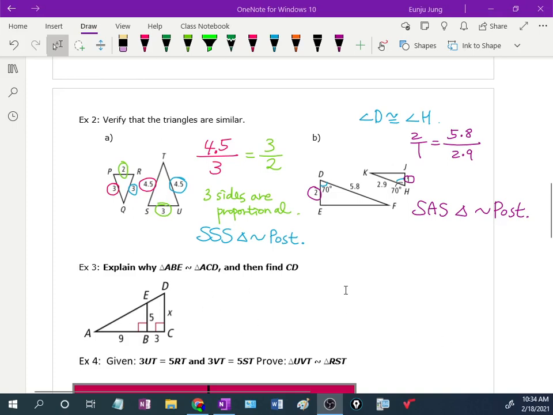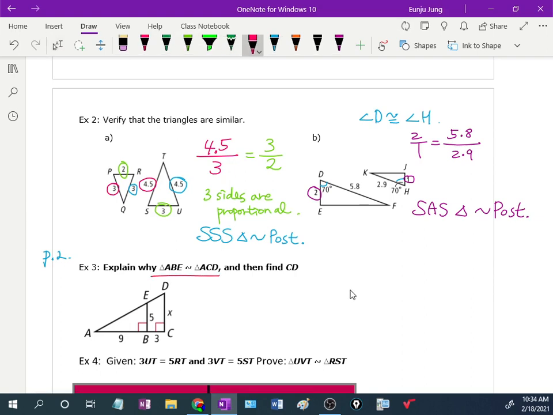In this video, we'll continue working on page number 2 on 2D handout. This is page number 2. Question number 3, example number 3. Explain why two triangles are similar. So let's go over 3 similarity reasonings.